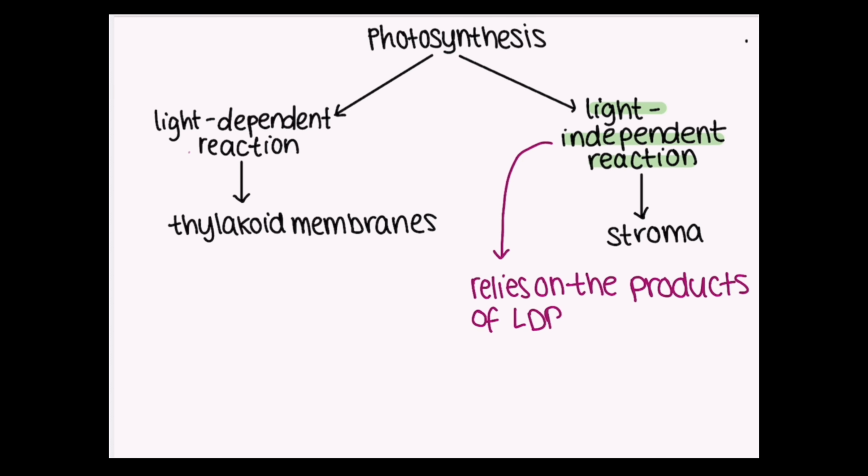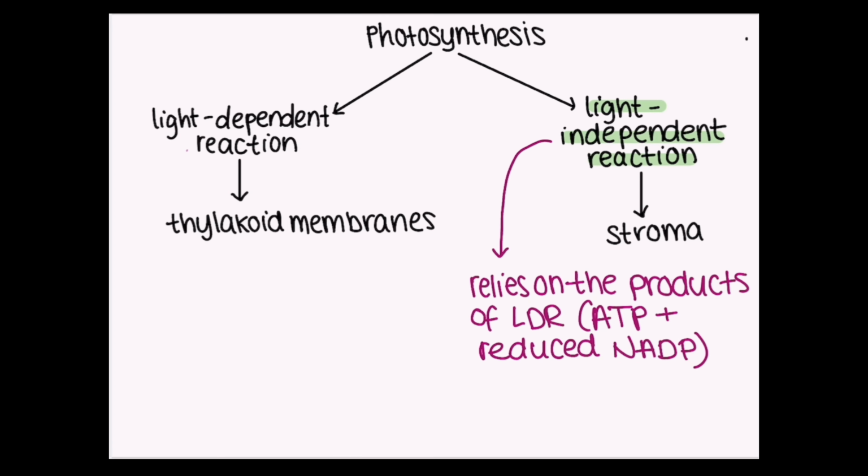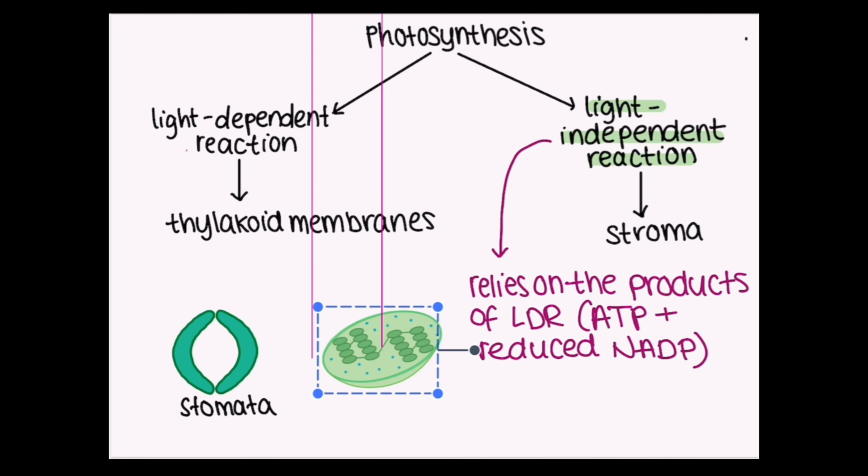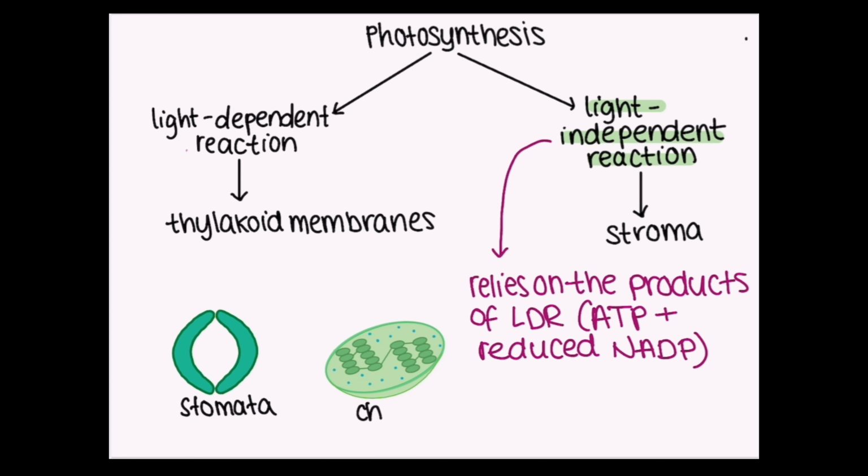So the ATP and the reduced NADP that were produced in the light-dependent reaction are going to be used in this next stage. Another important substance that the light-independent reaction does need to progress is carbon dioxide gas. Carbon dioxide enters the plant through the microscopic pores in the leaf called the stomata, and it will diffuse through the tissue layers of the leaf until it reaches the chloroplast.